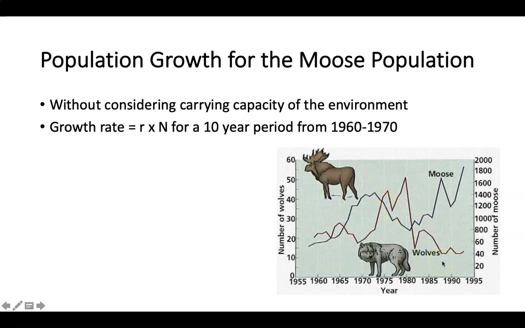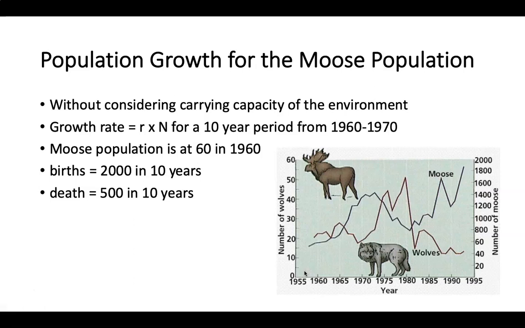Now, this is a common situation that we see in real world population ecology. When a food source is high, the population of organisms responds, and when the food source is low, the population responds as well. And so there's sort of this give and take between predator-prey relationships.